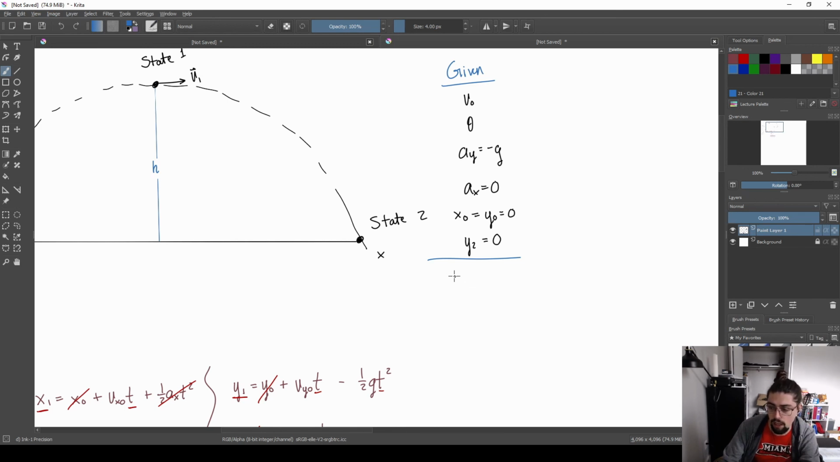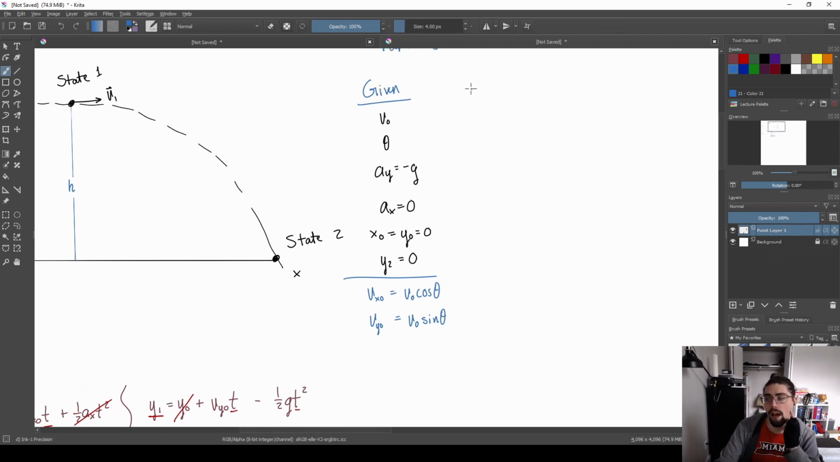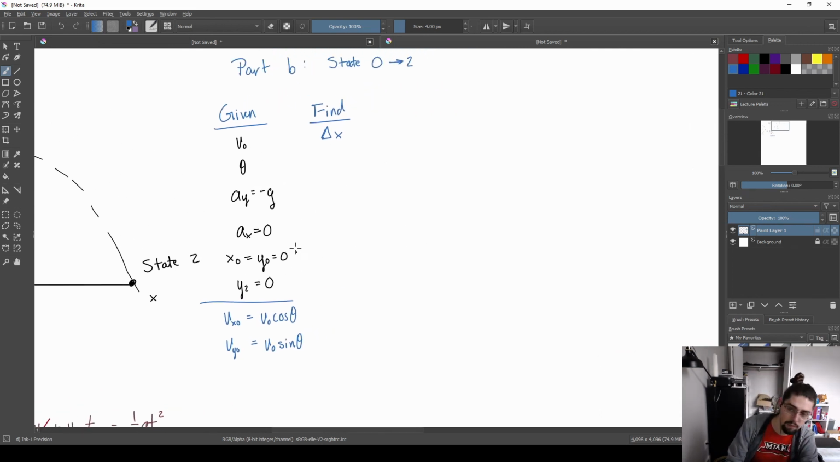The other things that I've got, just in the same way as last time, I could say Vx0 is equal to V naught cosine of theta. I'm just doing this to make sure that we know when we see these variables, they're not quite given variables, but we can easily transform them back into the things that we do have. I'm asked to find delta x. So let's start there.